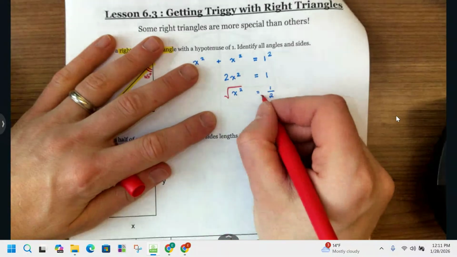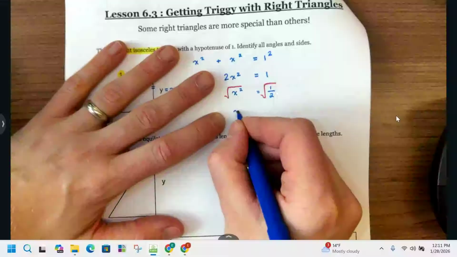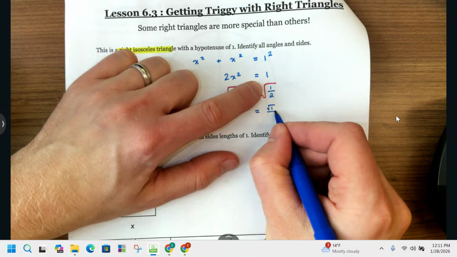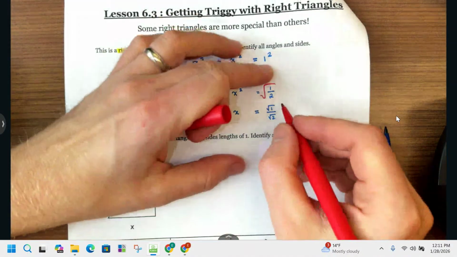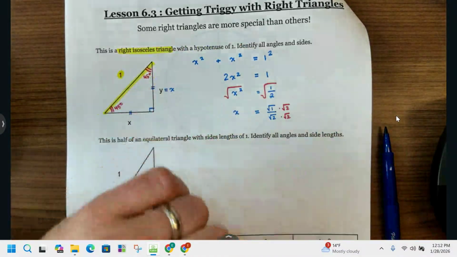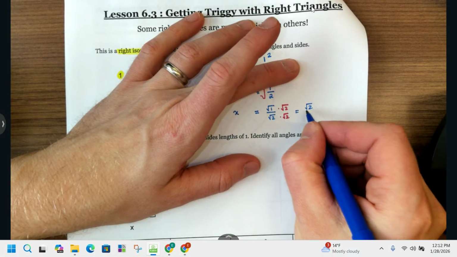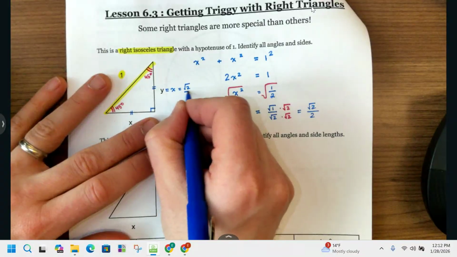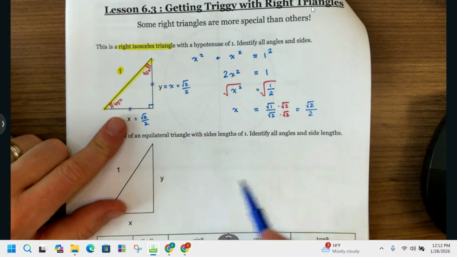We're going to root both sides. We get that this is x. On the other side, this would be the square root of 1 over the square root of 2. And I want you to rationalize that. So we're going to multiply this by root 2 and this by root 2. And we arrive at the 2 side lengths are root 2 over 2. This is called a 45-45-90 right triangle.